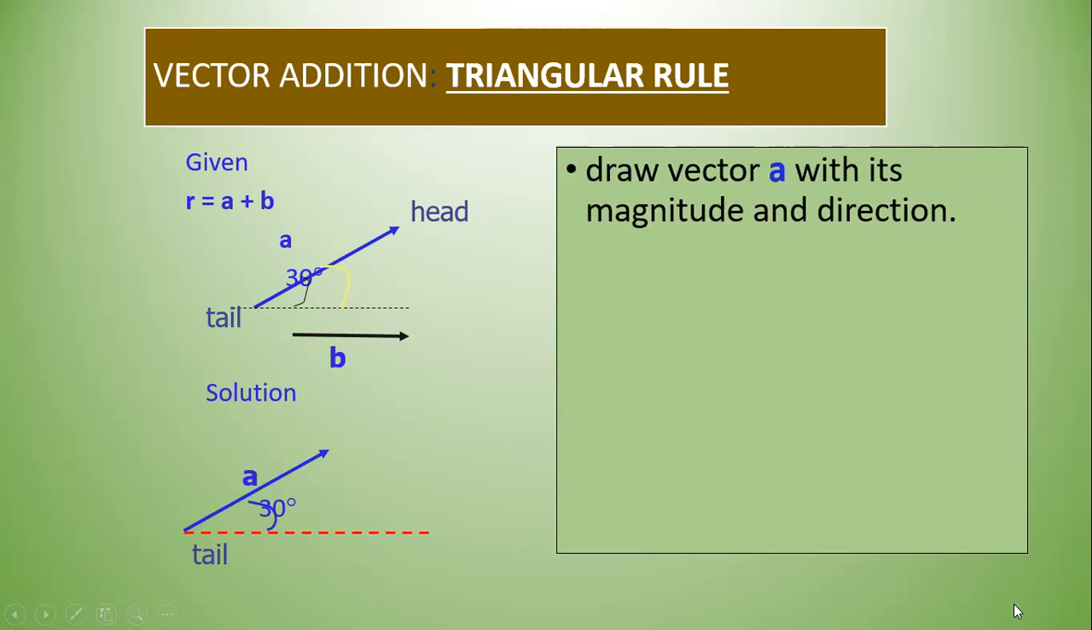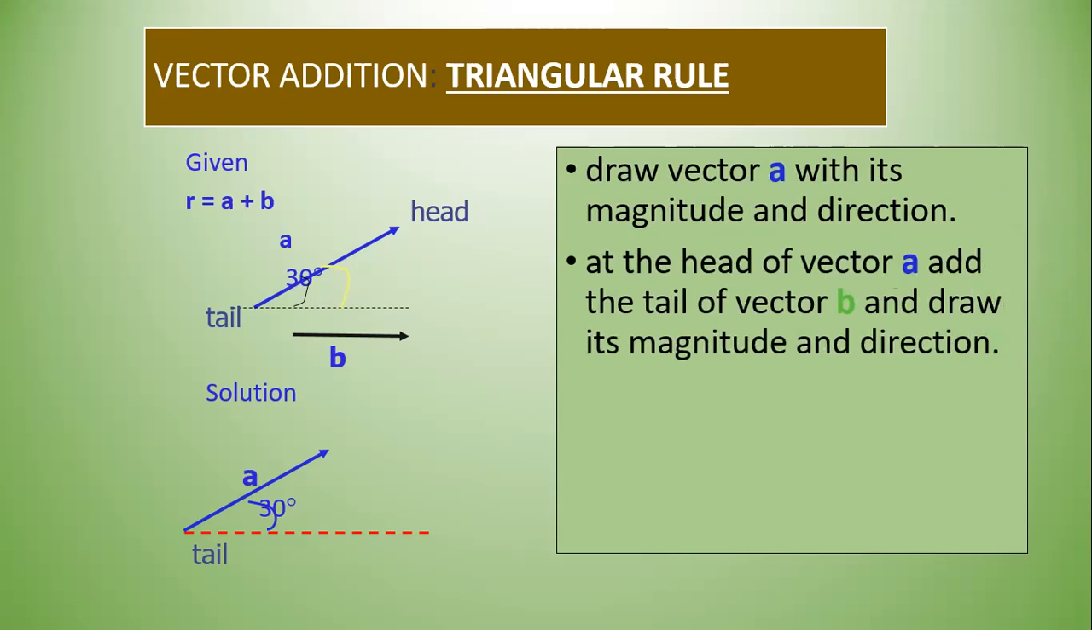Draw vector A first with magnitude and direction. At the head of A, add the vector B. That is where you start to draw, and that's where you end. Your arrowhead is where you end. You draw this way, you end here.